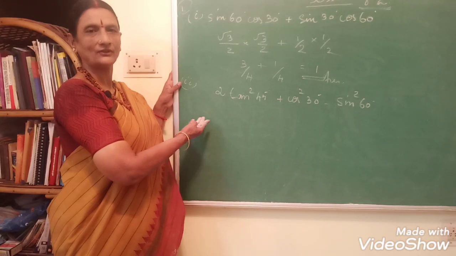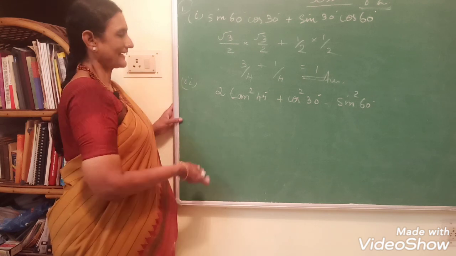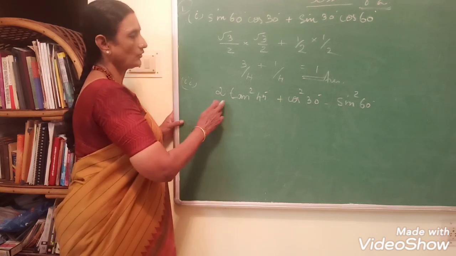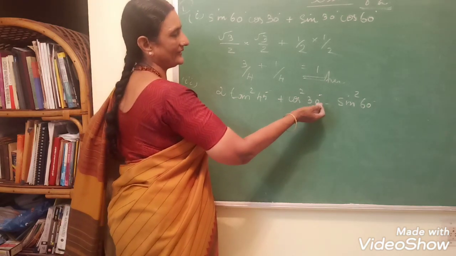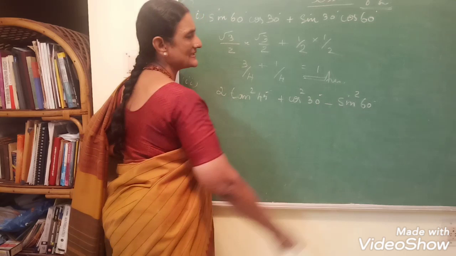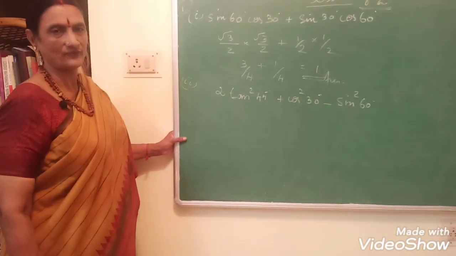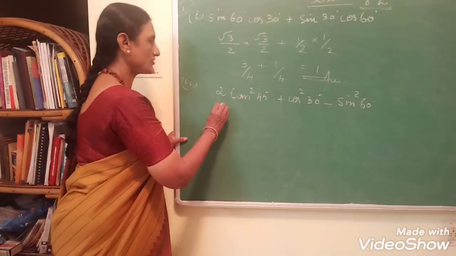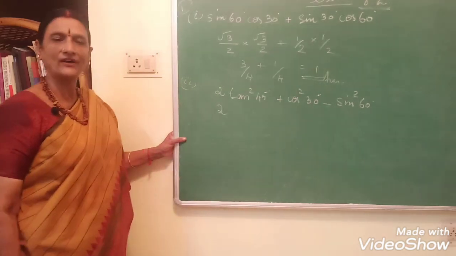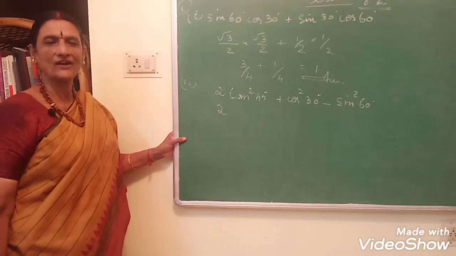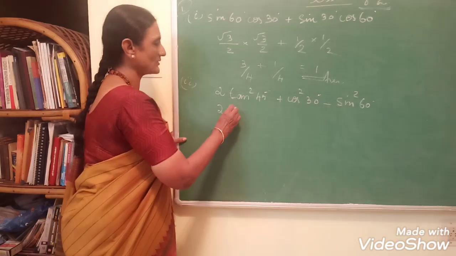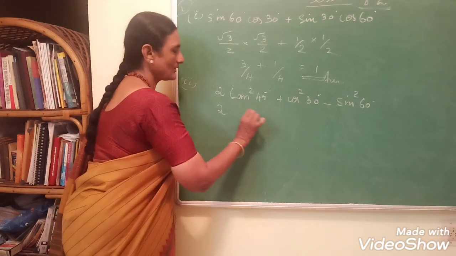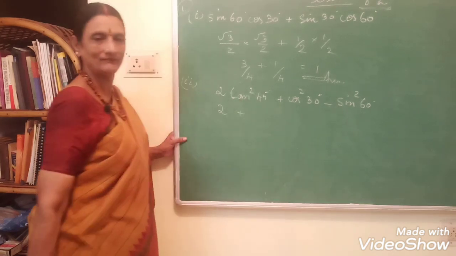Children, take down question number 2, second subdivision. So 2 tan square 45 plus cos square 30 degrees minus sin squared 60. We should find the values. So 2 into, what is tan 45? Tan 45 is 1. Tan square 45 is 1 into 1. So the value 2 into 1. So obviously you get only 2 here.